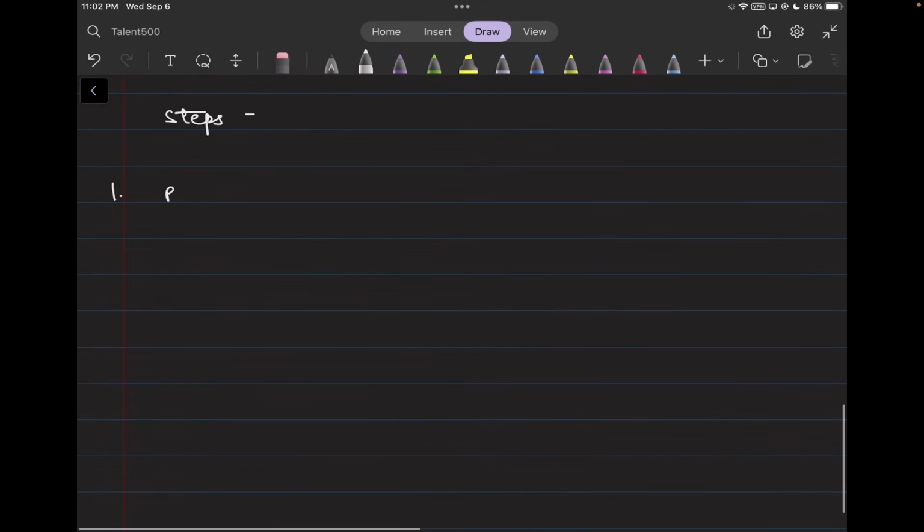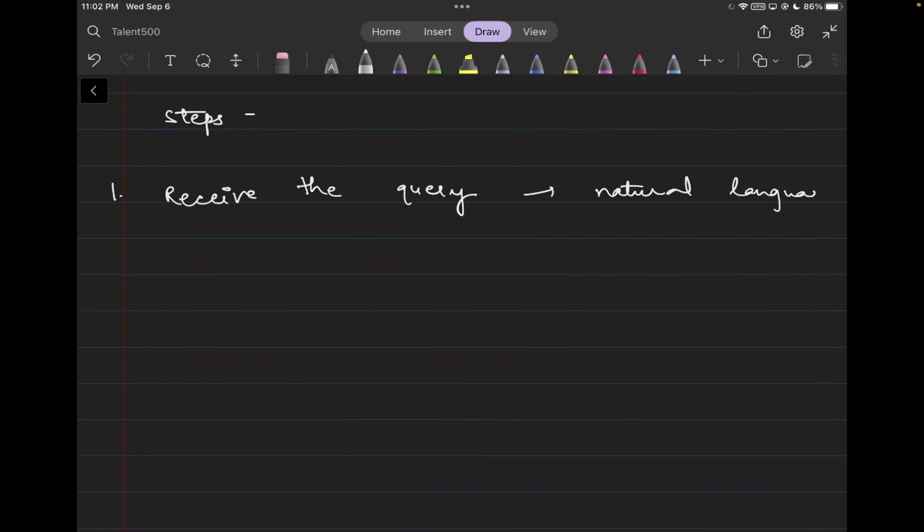So the first step is to receive the query. How are they going to receive the query? That is going to be in the form of natural language. All right, after this, what is the next step? Then that is pre-processing the query.